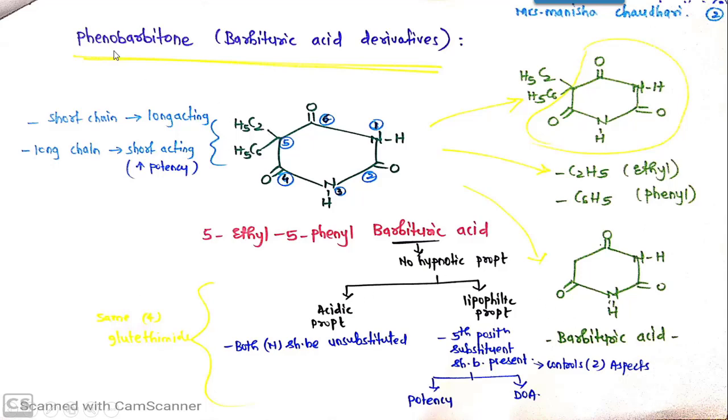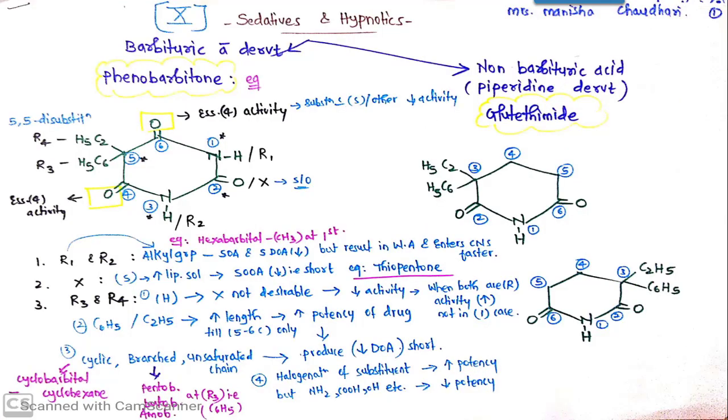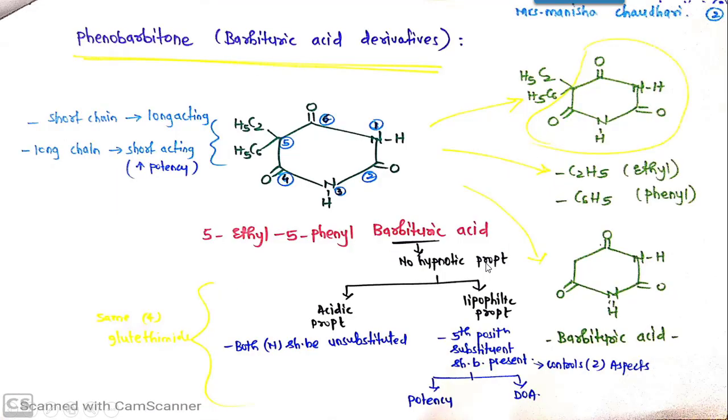So if you see, this phenobarbitone does not possess any strong hypnotic property. Why? Because to confer the hypnotic property, one should have the acidic properties in the compound along with the lipophilic properties. So how is it possible? Now for acidic properties, both the nitrogens should be unsubstituted. When this nitrogen is unsubstituted, it will confer the acidic properties to the compound, and as we have discussed in this slide, since it is a weak acid, it enters the CNS faster.